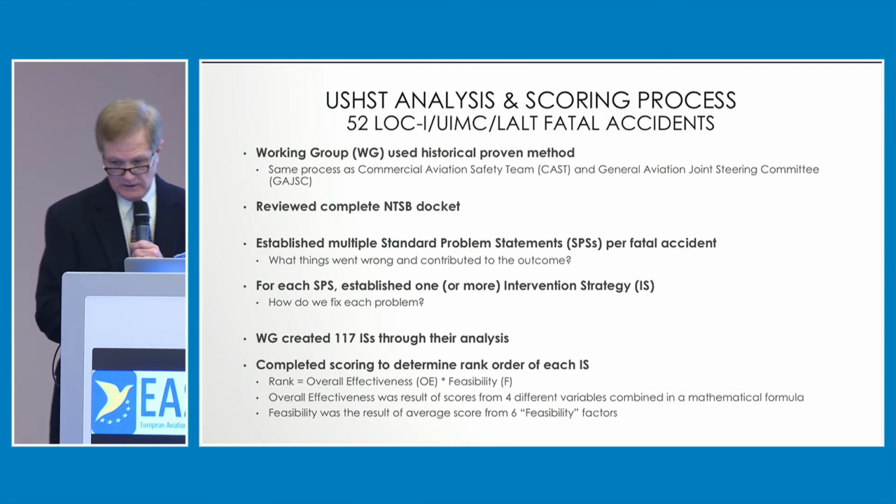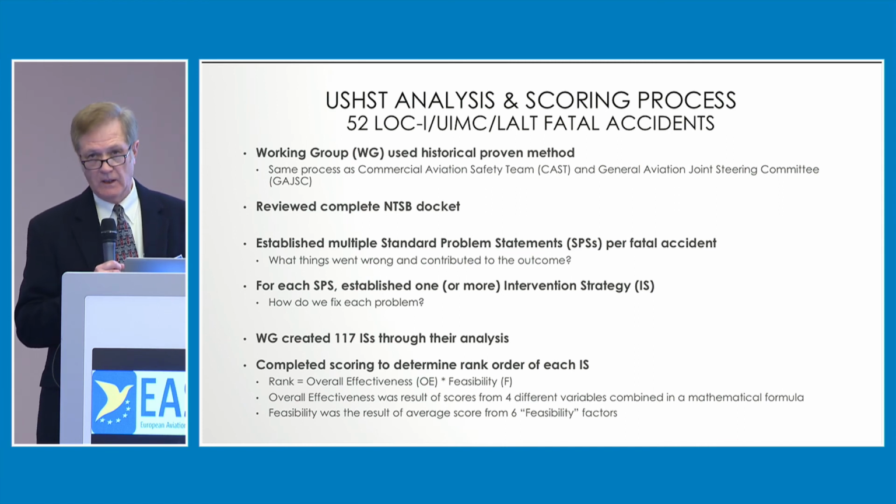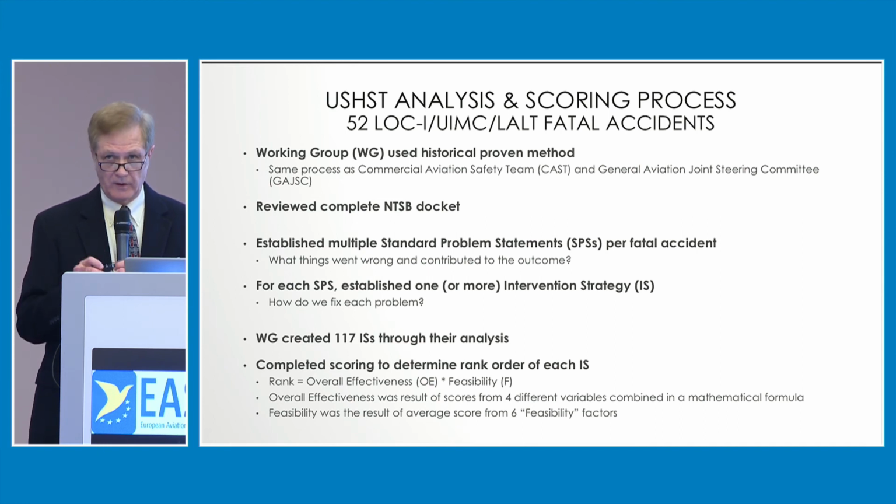Okay, you can get lost in the details in this particular slide and the acronyms. So they used a proven method that had been used by the CAST and by the GAJSC. The acronyms are there for you to look at. They looked at all the data. They developed standard problem statements, and then from those, they had 117 interventions defined. So that's almost twice the number. Well, it is twice the number of accidents, but they had 117 intervention strategies defined. And then they went through a mathematical formula, and I'm not going to cover that, but anyway, they ranked these by the overall effectiveness of the proposed intervention strategy, plus the feasibility of the proposed intervention strategy.